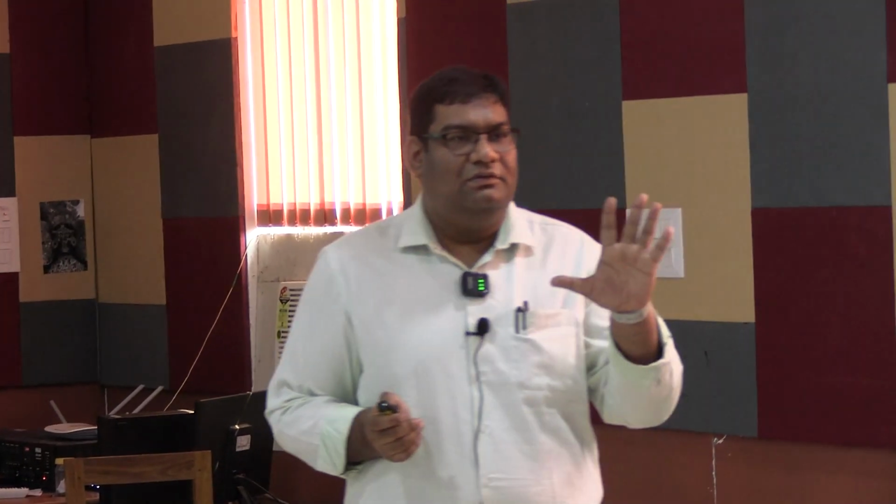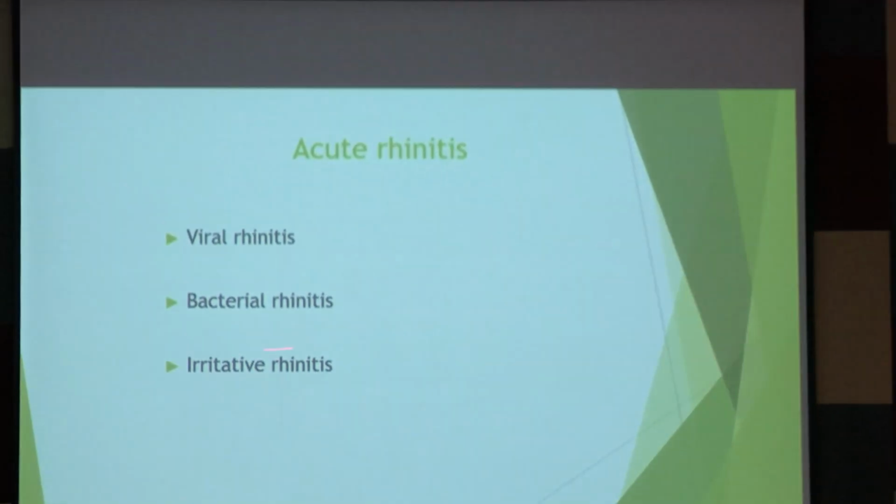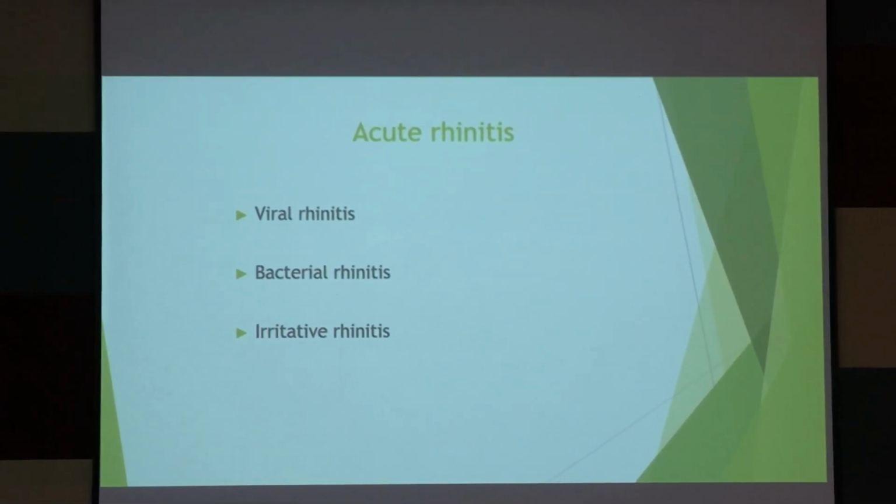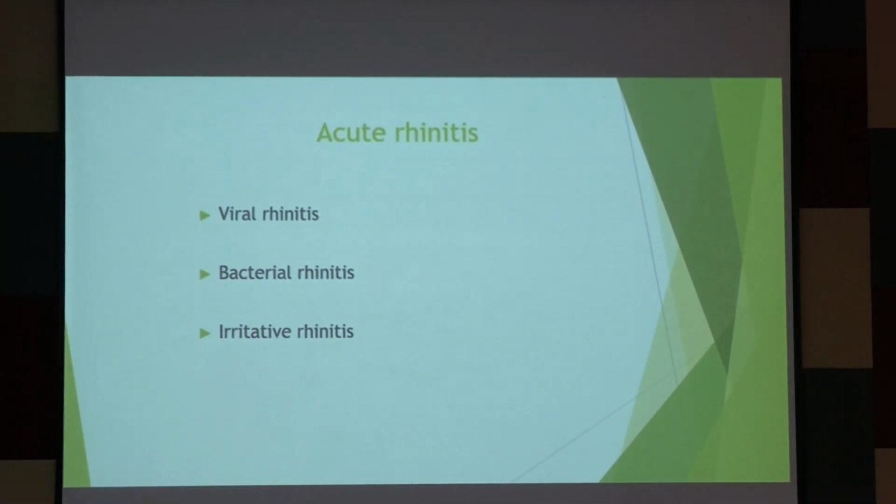So what are the features of acute inflammation? The famous five: calor, rubor, tumor, dolor, Latin names, you have read these in pathology, right? And loss of function. Acute rhinitis can be viral, can be bacterial, can be any chemical irritation, gas, fumes, all these things.